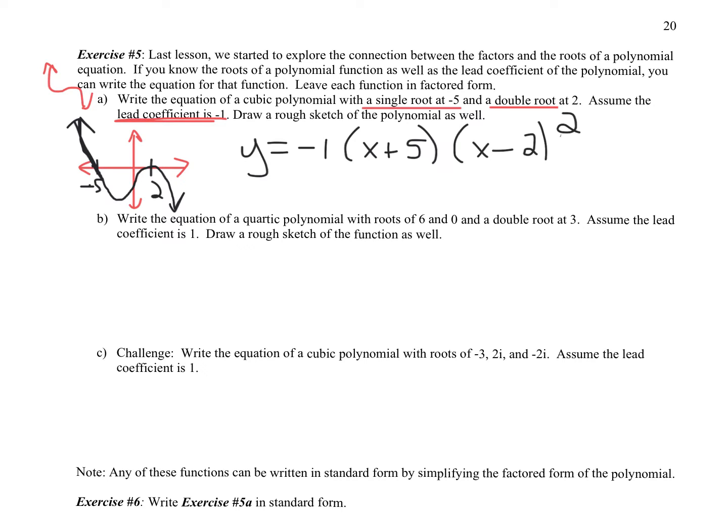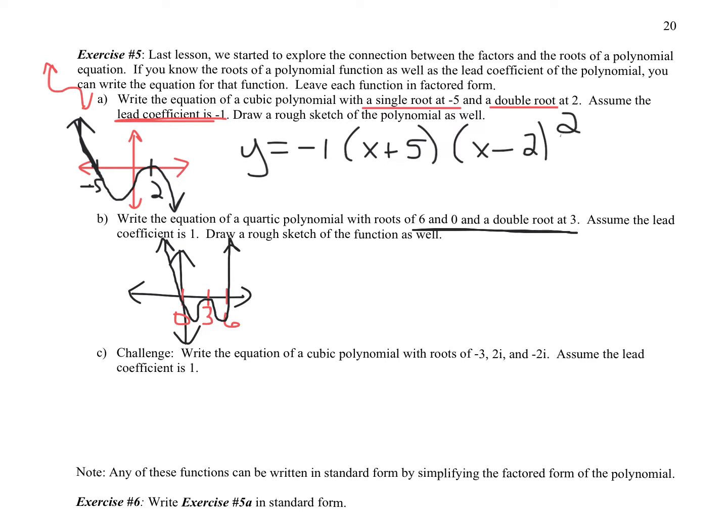So the next one says write the equation of a quartic polynomial with roots of 6 and 0 and a double root at 3. Assume the lead coefficient is 1. So I'm going to draw my little graph: 6, 0, and a double root at 3. It's a lead coefficient of 1, so both of those arrows are going to point up. So we go directly through 0, double root at 3, and then back up through 6. Not pretty, but that's basically our shape.